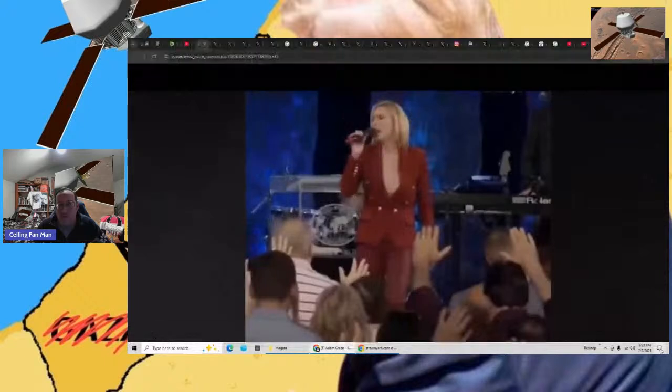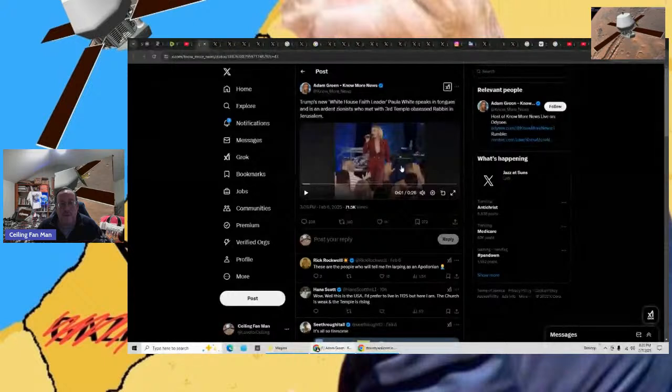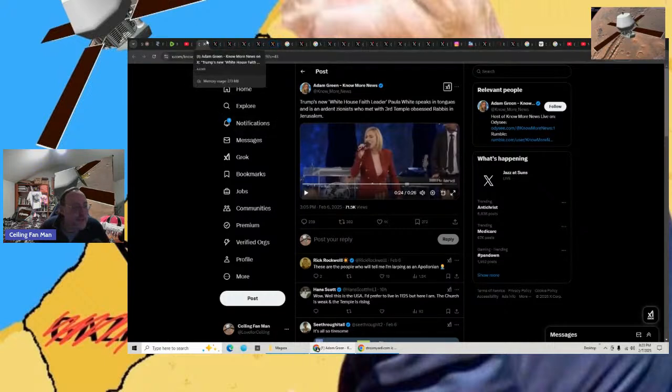Where'd it go? She's a Zionist who met with the Third Temple obsessed rabbis in Jerusalem, which when you read through, she's doing more of this stuff. So it sounds like spells to me. It really does. And then there's no Third Temple discussed, by the way, in that whole thing in the Bible. That's Kabbalah. That's that folklore from the Talmud and stuff.